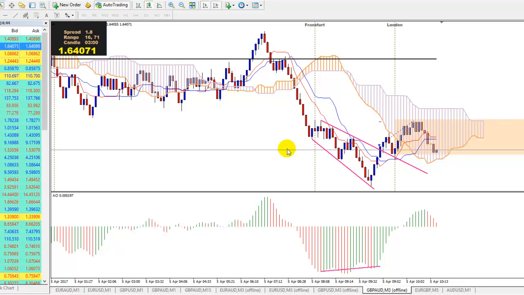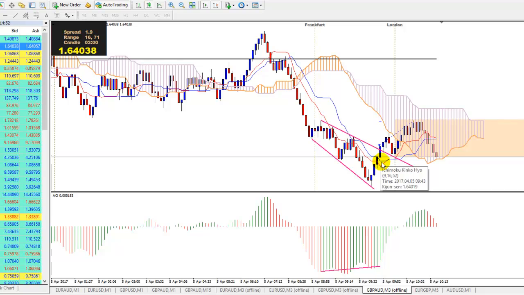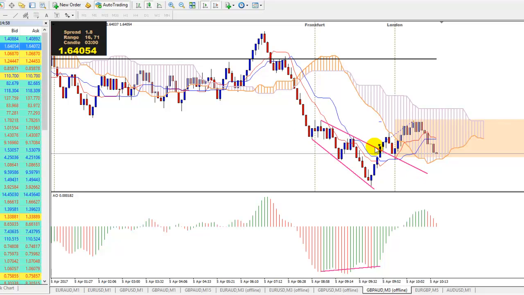Now, I was very cautious of entering too soon, and I wanted to wait for firstly price to close above the Kijun-sen here, which is the blue line. And I drew in a little trend line here, disconnecting a few of the highs, and it closed above here, and that's where I took my entry.